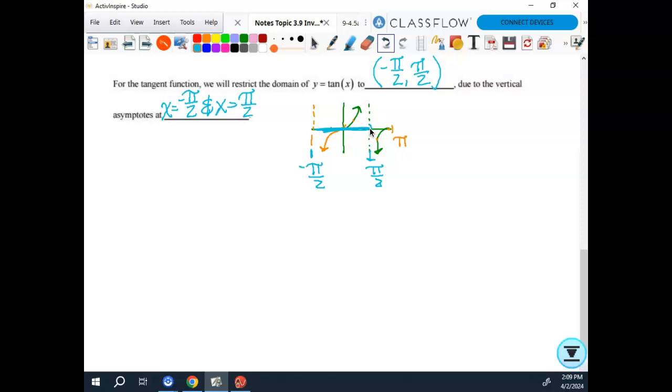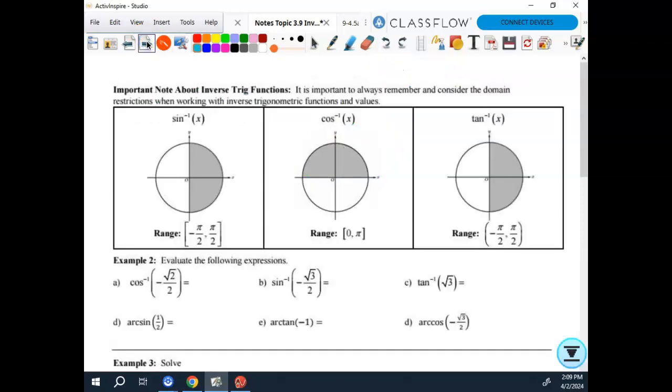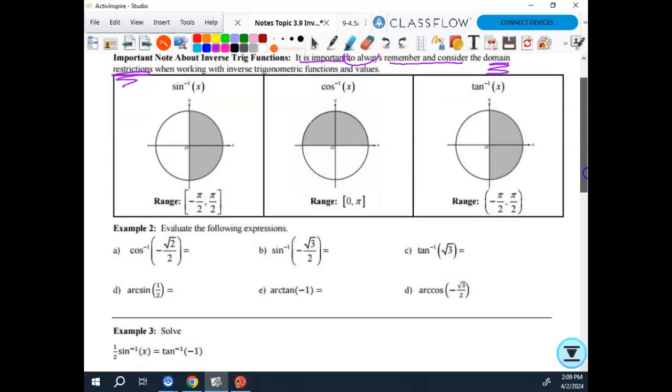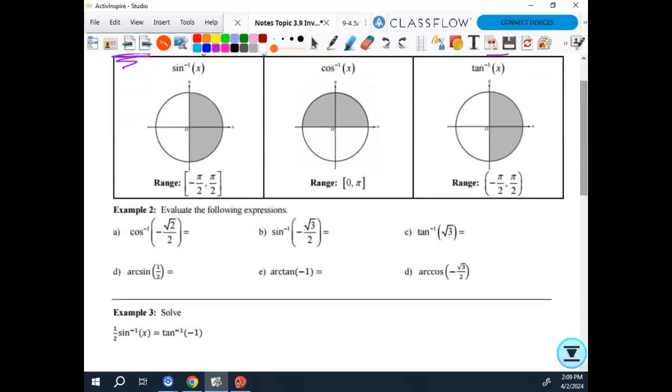What questions you got at this point? All right, let's go look at some values and how all this works together. Here it says, it is important to always remember and consider domain restrictions. What we are doing today is pure math.